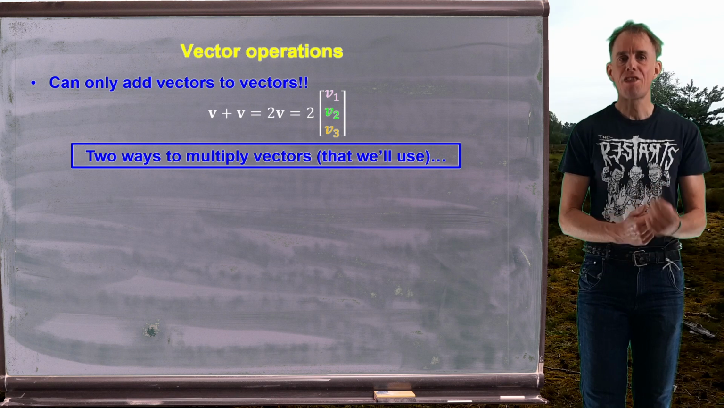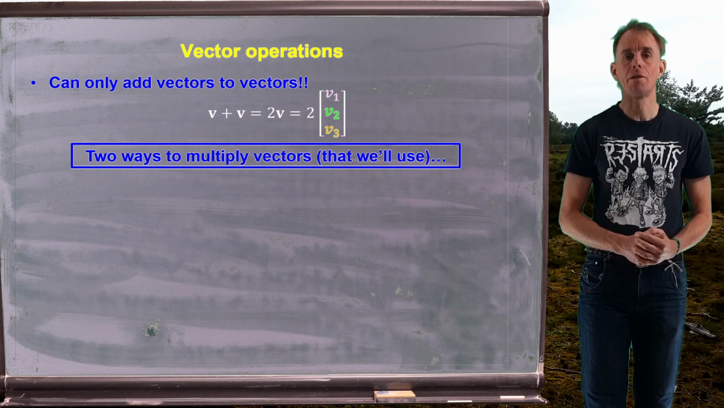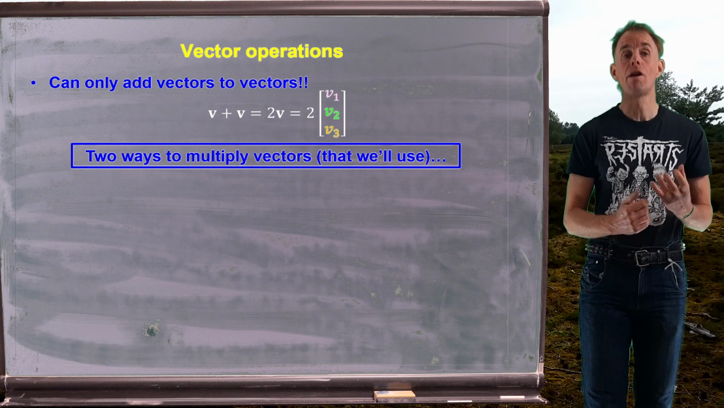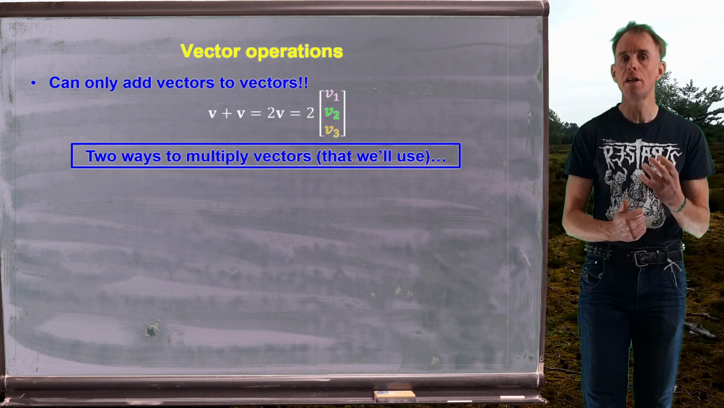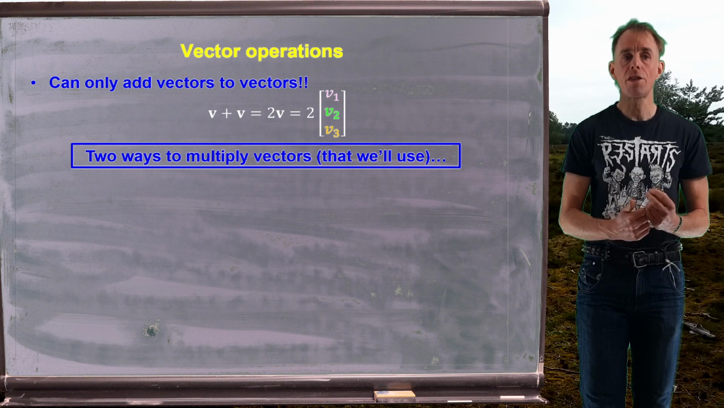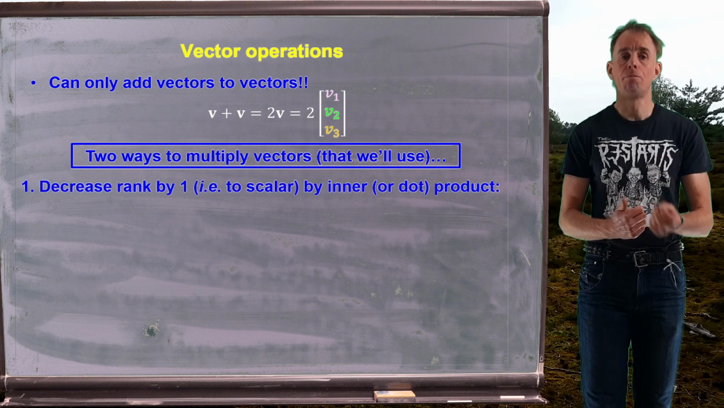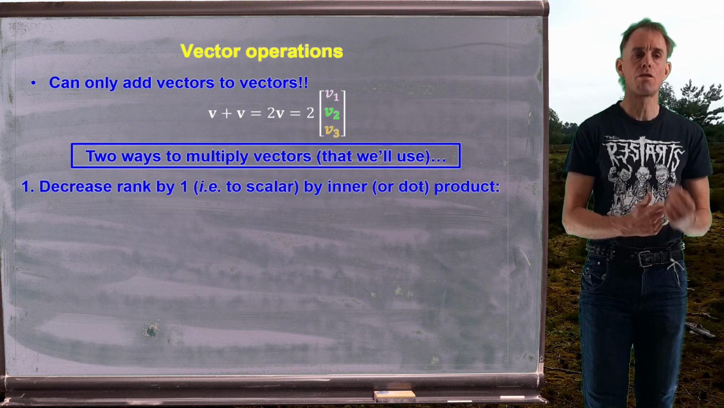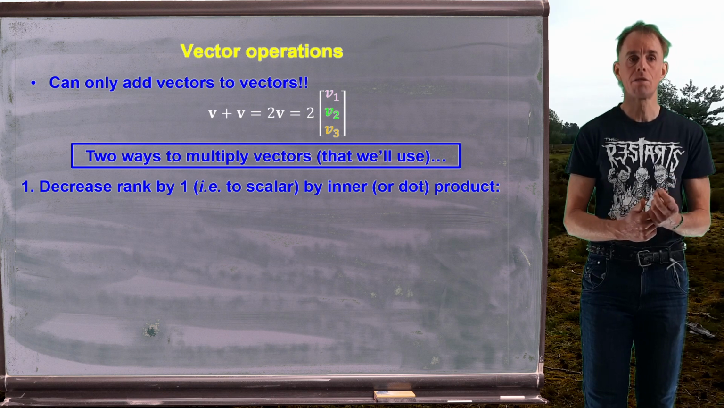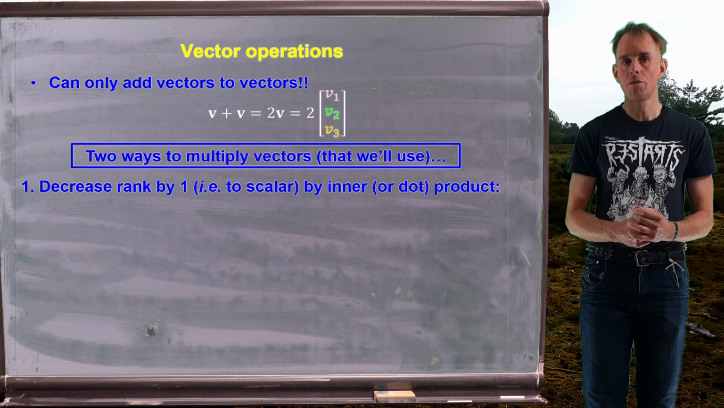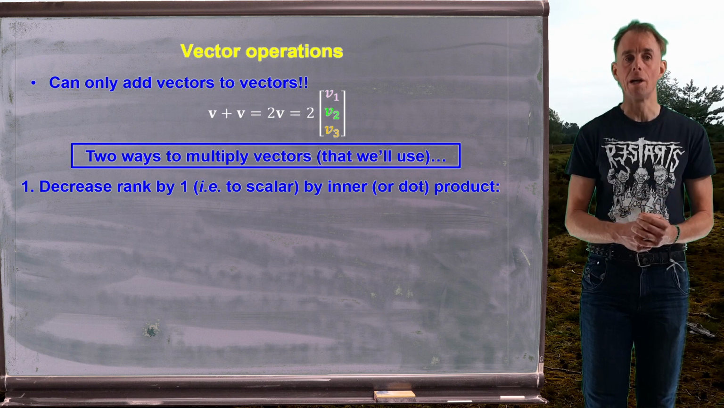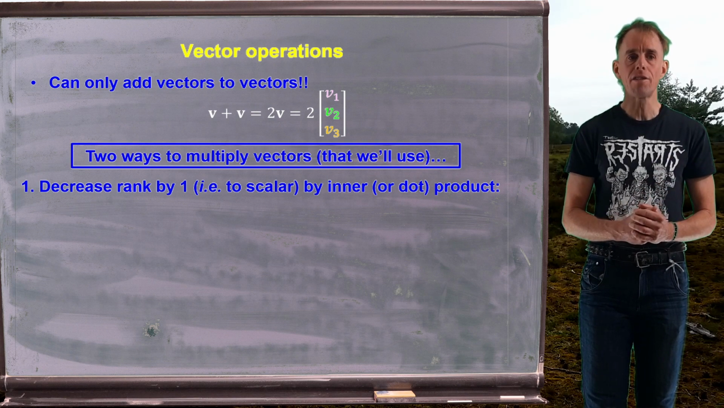So let's think about multiplying vectors. Now, there's a number of ways and a number of products that vectors can be subjected to. We're only going to think about 2 of these. We're going to think about a product operation that decreases the rank of the product. So it goes from 1 to scalar, 1 to 0. And this is the inner product. You might know this as a dot product as well. So let's briefly look at that.